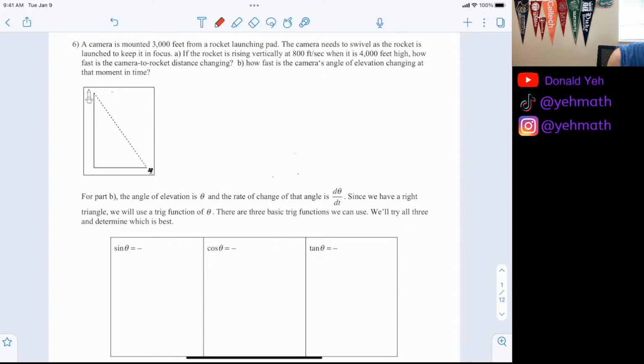So a camera is mounted 3,000 feet away from the rocket. Which part is 3,000? The base. Good, so that's 3,000. What else is given? 4,000 feet. This is 3,000 and 4,000. Obviously, this is a 3-4-5 triangle, they are in a ratio. You don't really want to do 3,000 squared. Please don't do that. So this is 5,000. Just a 3-4-5 triangle. I don't really need to evaluate that.